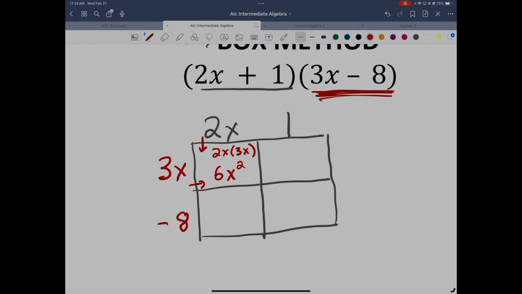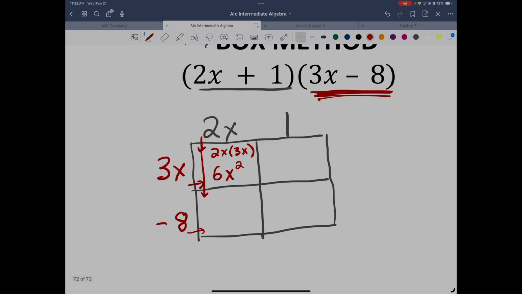Now we're going to keep dropping this 2x down, and we're going to bring this negative 8 now into the mix. So this next box is going to be 2x times negative 8. So we came down with our 2x and it crossed with our negative 8. 2x times negative 8, negative 16x.